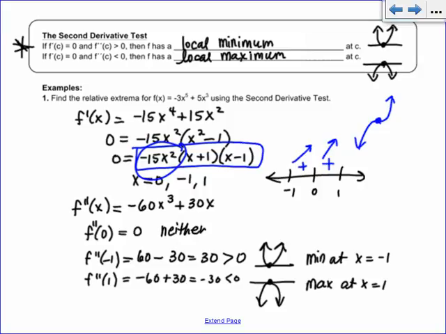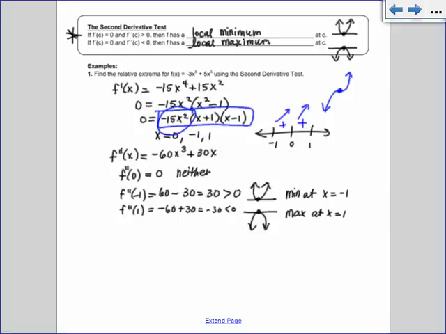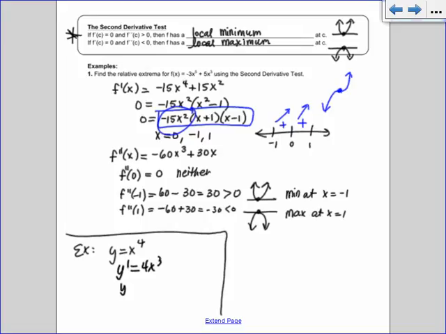So in the other class I said, well, that always happens. Like if f double prime equals 0 and f prime equals 0, is it always like one of the x cubed functions? It's not. Okay, so the one that I want you guys to think in the back of your head about is y equals x to the fourth. Okay, take the first derivative, take the second derivative. First derivative is 4x cubed. Second derivative is 12x squared.